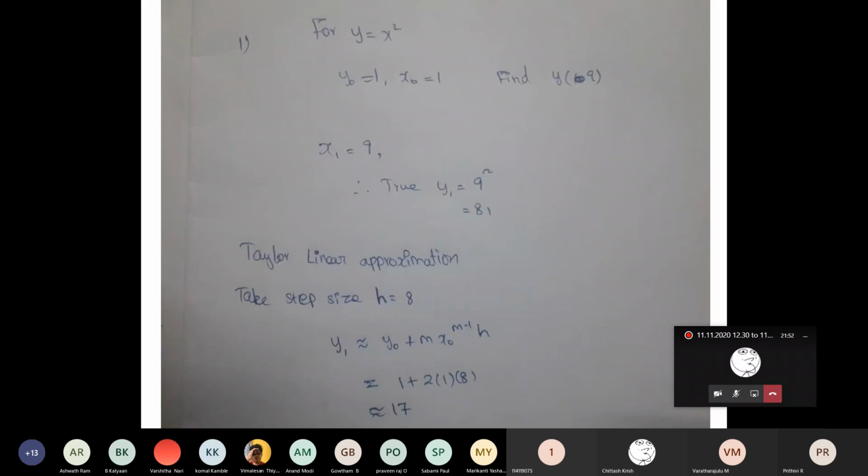Here we have taken step size as 8, and we are trying to find y of 9 directly. Now we apply the formula, where y naught is 1, m is 2 as the function is x square, x naught is 1, and h is 8. So 1 plus 2 into 8, y1 from the approximation is 17. So the real value is 81, but what we found is 17. This is by taking the step size as h equal to 8. Next slide.